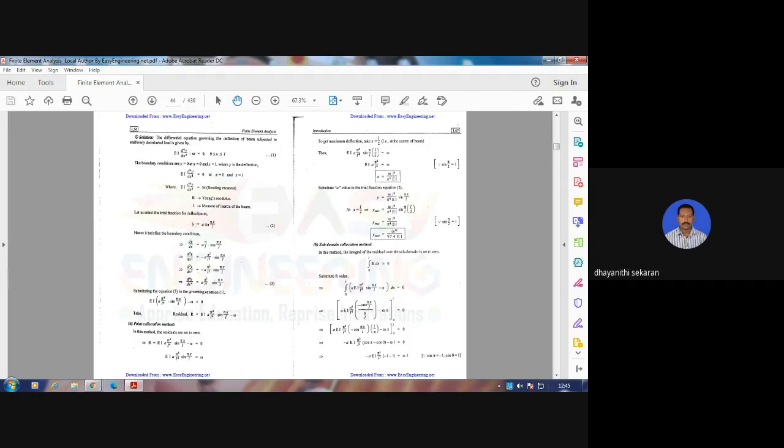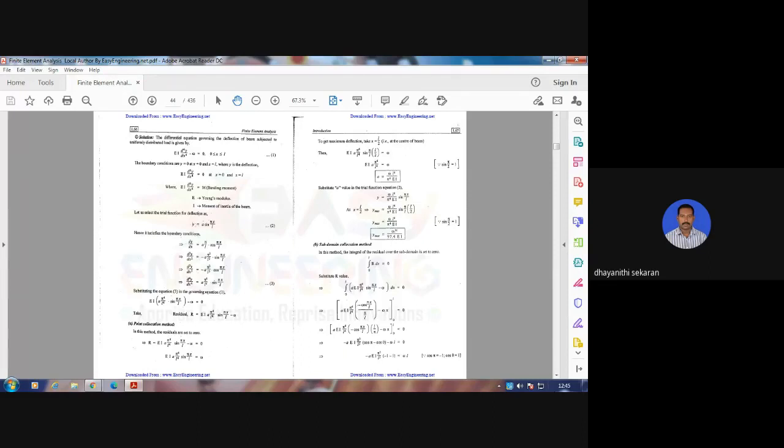Can anybody say what is the differentiation of sine? Cos, sir. dy/dx equal to A, a constant, into cos(πx/L). Again we need to differentiate πx/L, we'll get π/L. So dy/dx equal to A into cos(πx/L) into π/L. We can write A(π/L) cos(πx/L).